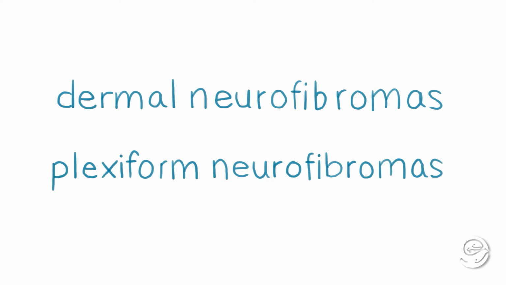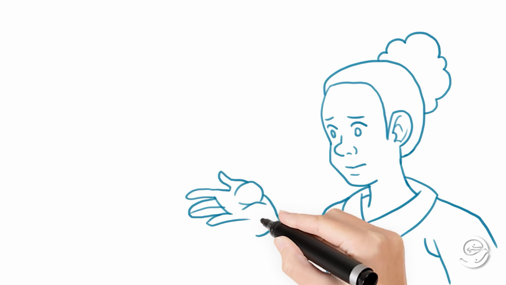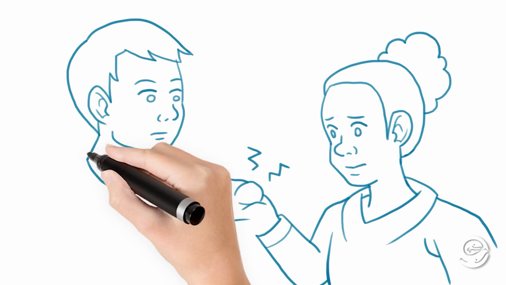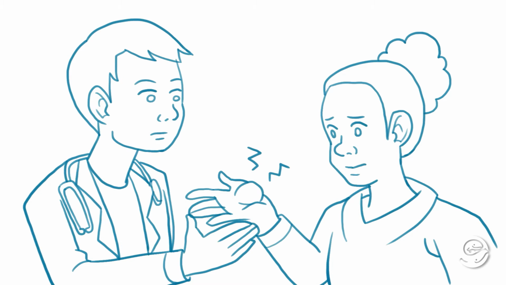Plexiform neurofibromas can be inside your body. These tend to be along bigger nerves in your body. These tumors can put pressure on your nerves or other parts inside your body which might bother you. Your doctor will help you watch these bumps for rapid growth or increasing pain.